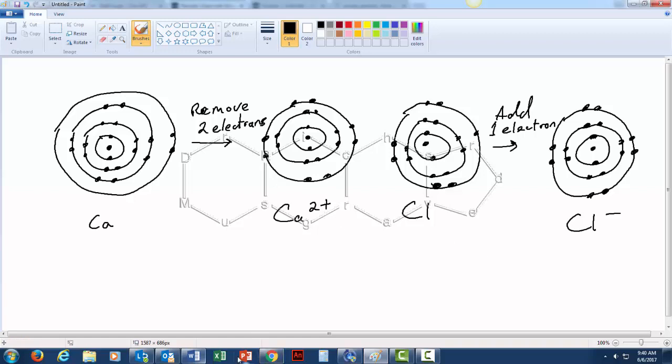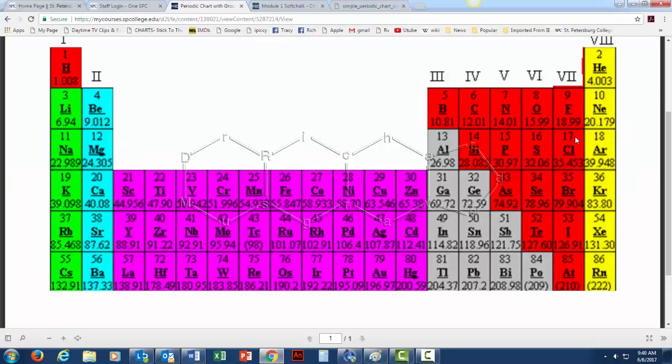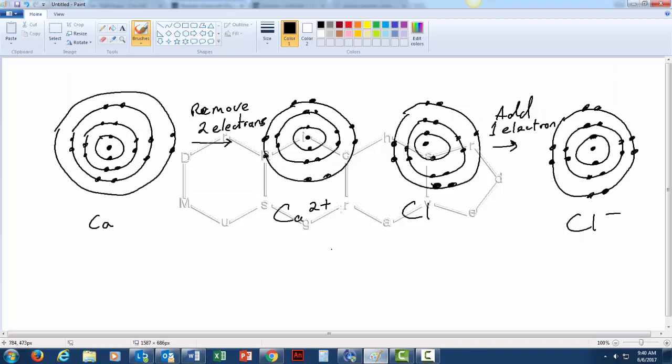Now chlorine is over here. It has 2, it has 8, and it has 7. Also it's in group 7, which tells us it's got 7 valence electrons. But it's got 7 down here, which means that if we look at the diagram, it wants to add 1 electron in order to get to Cl-.